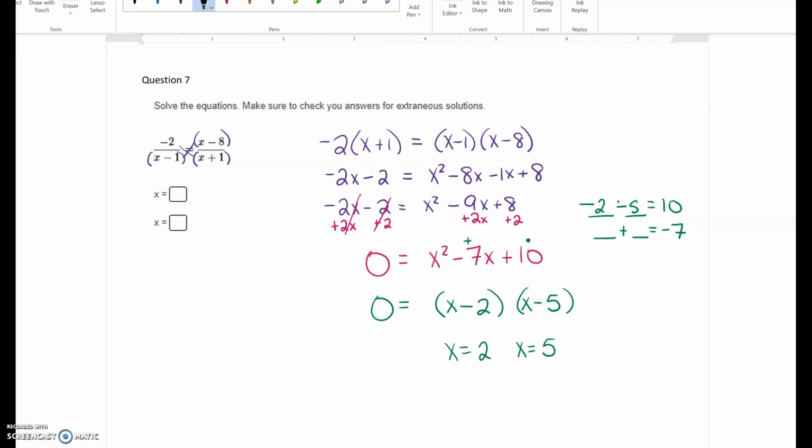Now we need to check these solutions. It says make sure to check your answers for extraneous solutions. Check these because we need to make sure that these answers do not create a 0 in either of the original denominators. So would 2 make either of those denominators equal 0? 2 minus 1 is not 0. 2 plus 1, not 0. If we tried 5, 5 minus 1, not 0. 5 plus 1, not 0. So our answers are fine. x equals 2 and x equals 5.